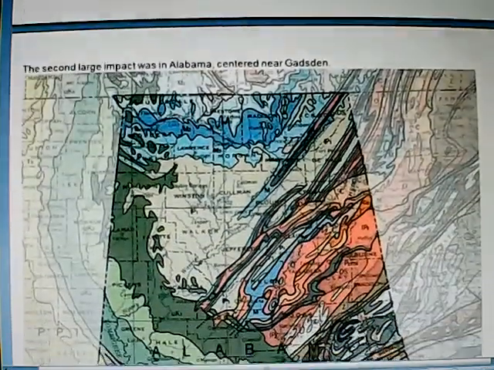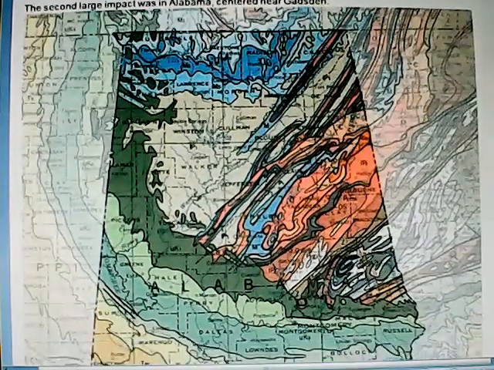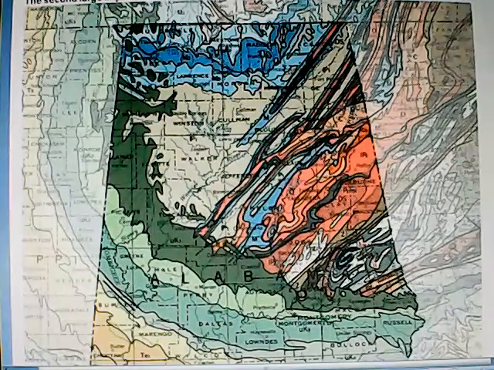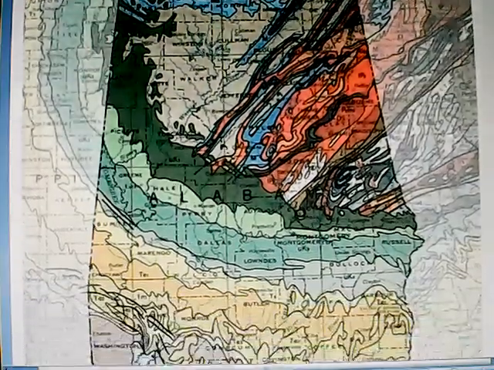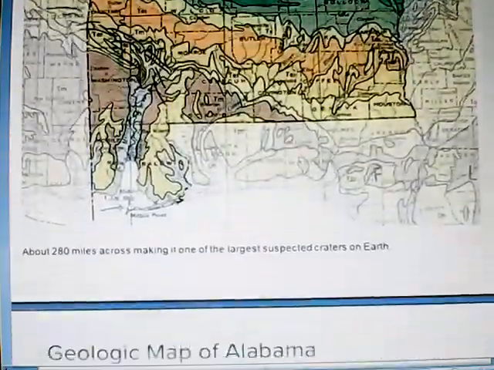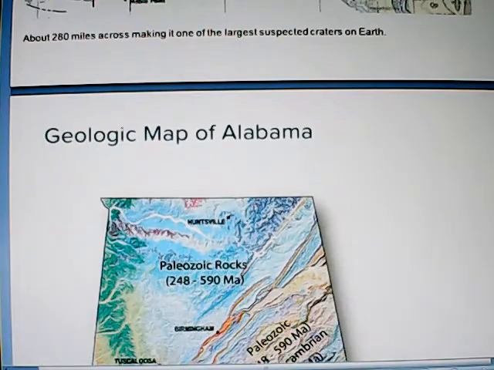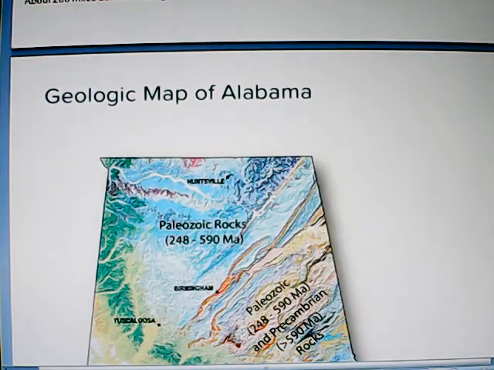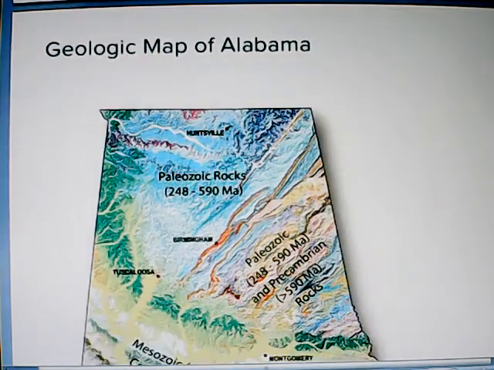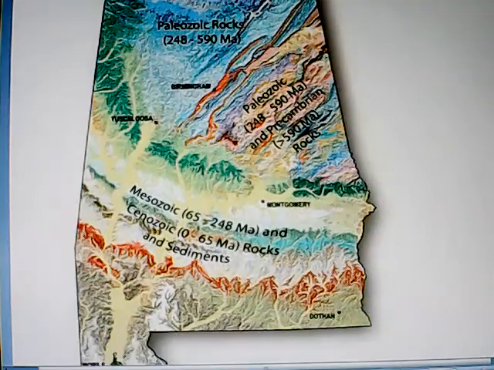Okay, the second large impact was in Alabama, centered near Gadsden. And you can see the crater shape. The ring here goes into Mississippi at about 280 miles across. It would be one of the largest suspected meteor impact craters, and maybe why nobody was looking for it. That's a very large crater.